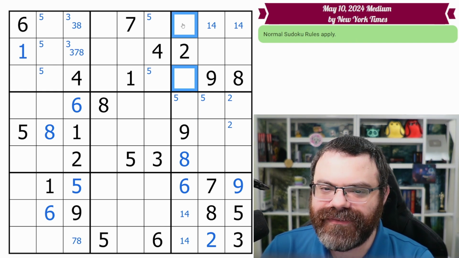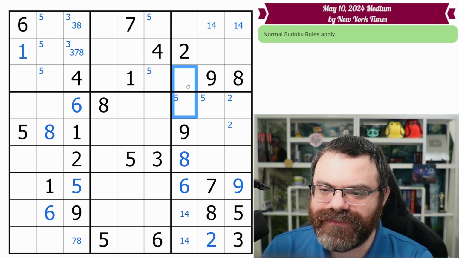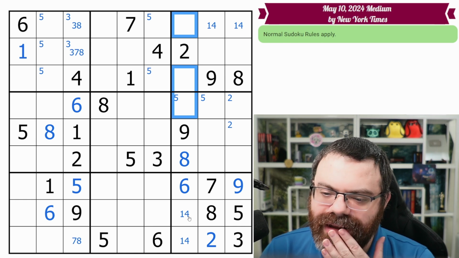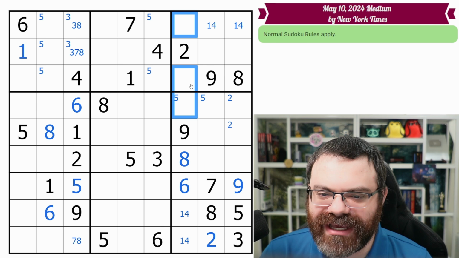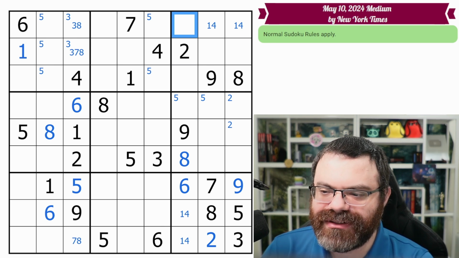Now we know that neither of these can be 4. Oh, sorry, not 3, 4, 5. I misspoke. The 4 is down here. The 3, the 5, and the 7. Sorry about that. So 3, 5, 7. This cell can't be 7, so it's down to 3, 5.